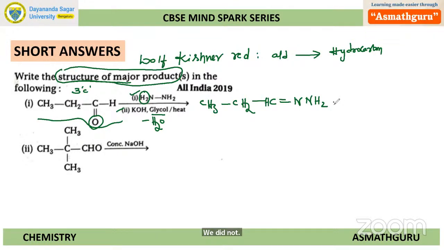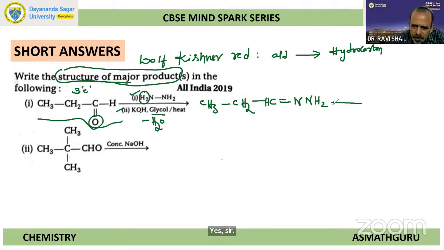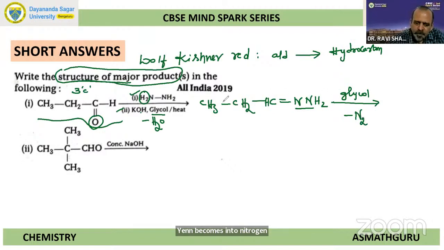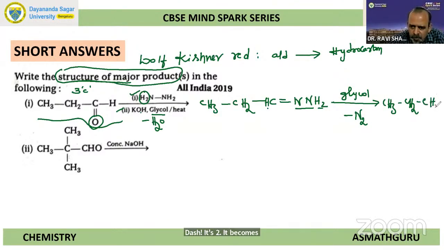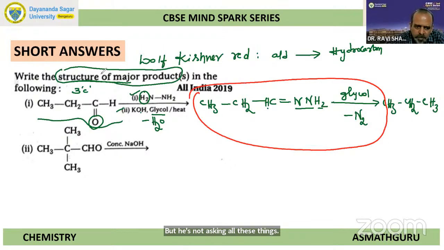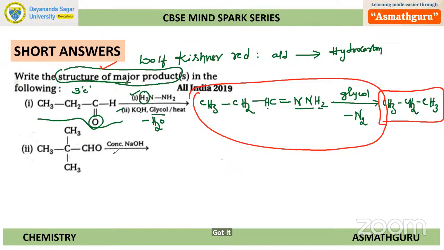Then what do you do? You take glycol, second step. So what will happen with glycol? The molecule will break. How does it break? N-N becomes N2, nitrogen gas. Then what is remaining? CH3CH2, H plus H2. It becomes CH3CH2CH3. But he is not asking all these things. Got it? What is he asking? Major product. Just write this much only.